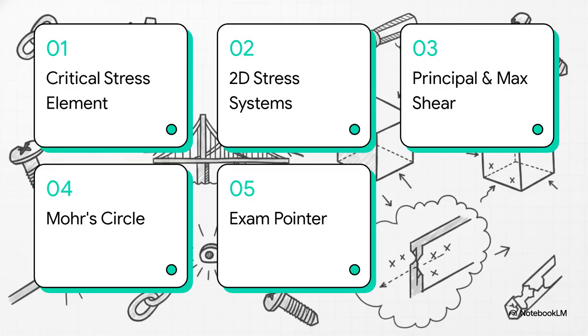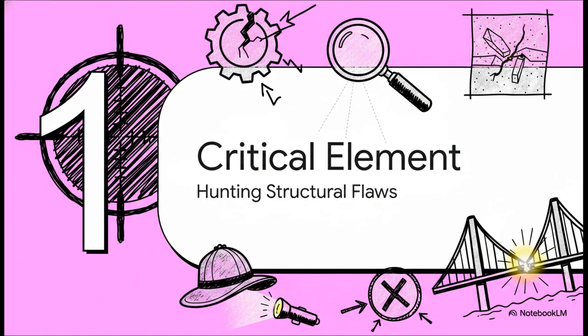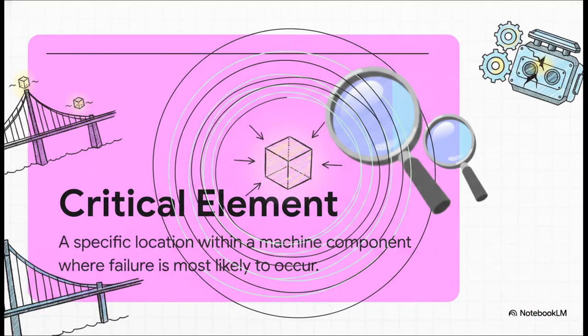Let's get started. Section 1: the critical stress element. Okay, so the crucial starting point is this. A critical element isn't an entire beam, and it isn't an entire shaft. It's a highly specific, microscopic location inside a machine component where failure is most likely to occur. We literally have to zoom all the way in. To predict when something massive, like a bridge or a jet engine component, is going to fail, we first have to evaluate the stress on just one single, infinitesimally small cube of material.